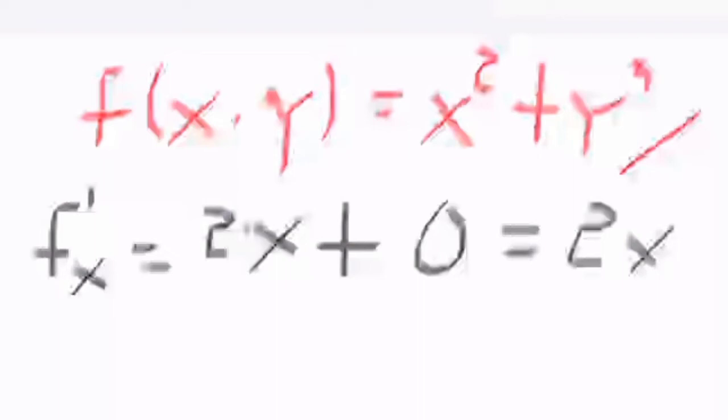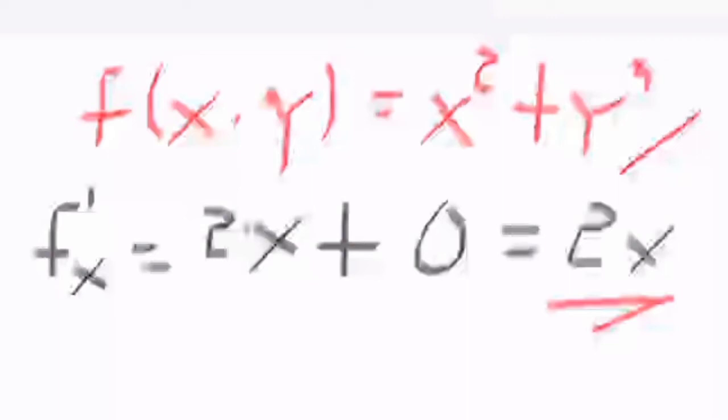We can find its partial derivative with respect to x when we treat y as a constant. So we need to imagine y is a number like 7 or something. Okay, so we have the first derivative with respect to x is equal to 2x plus 0, which is 2x. The explanation of that is the derivative of x squared with respect to x is 2x.